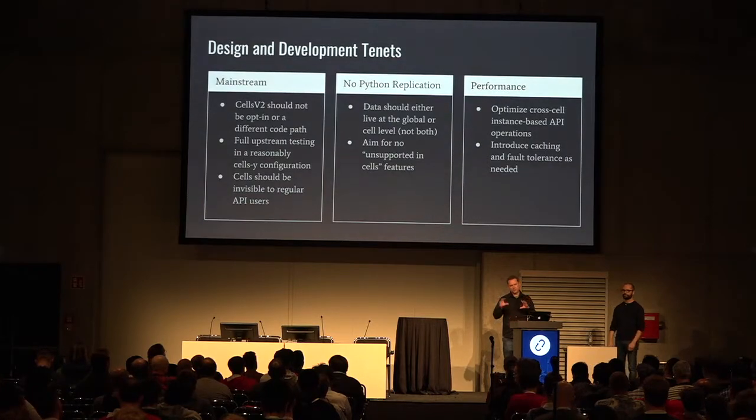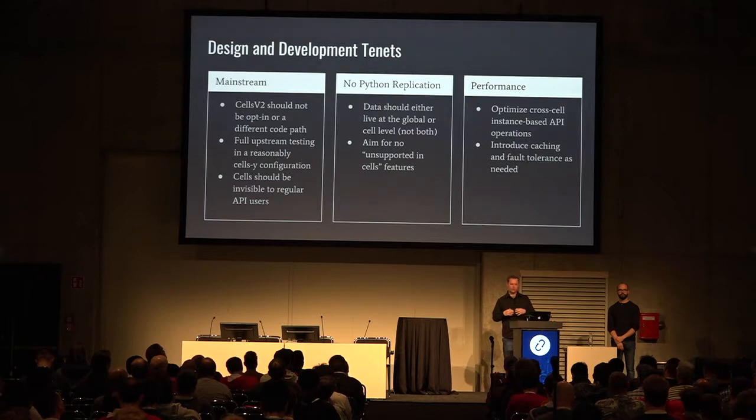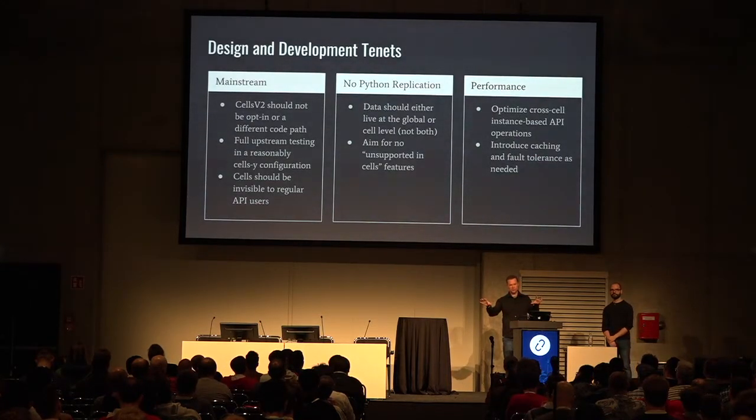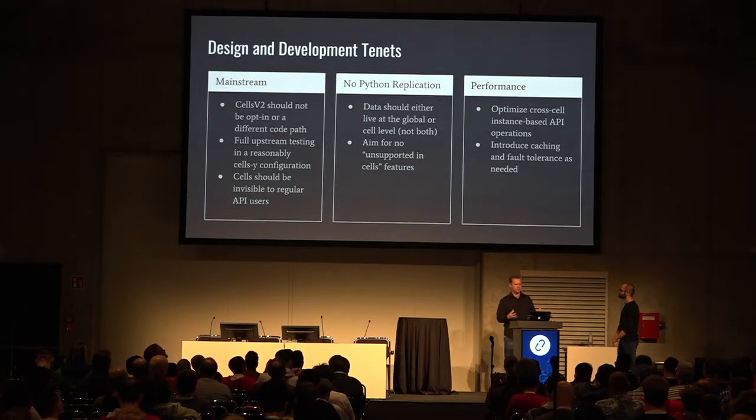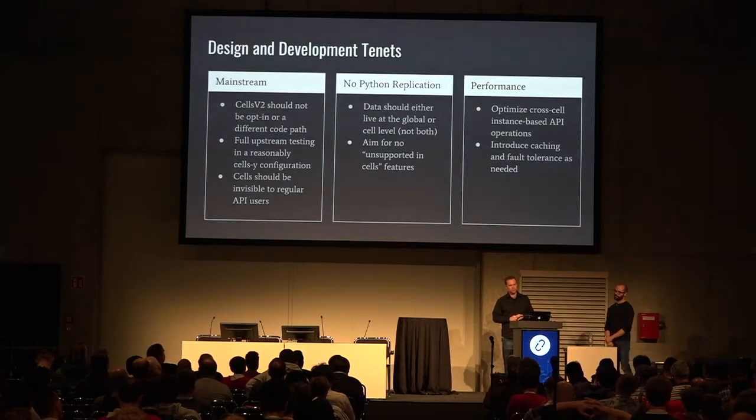We wanted to not have cells be visible to API users, meaning the whole point of this was to provide a unified single pane of glass in front of a Nova deployment. We didn't want to push the burden onto the users to need to know that all of these pieces were separate. We wanted to get rid of that replicating service.